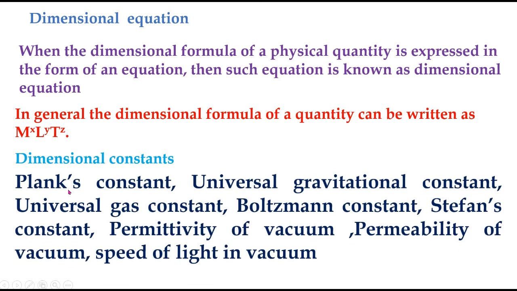Dimensional constants. What are dimensional constants? We know that some constants have dimensions, so they are called dimensional constants. Examples: Planck's constant, universal gravitational constant, universal gas constant, Boltzmann constant, Stefan's constant, permittivity of vacuum, permeability of vacuum, speed of light in vacuum. These are constants, but they have dimensions. So they are called dimensional constants.